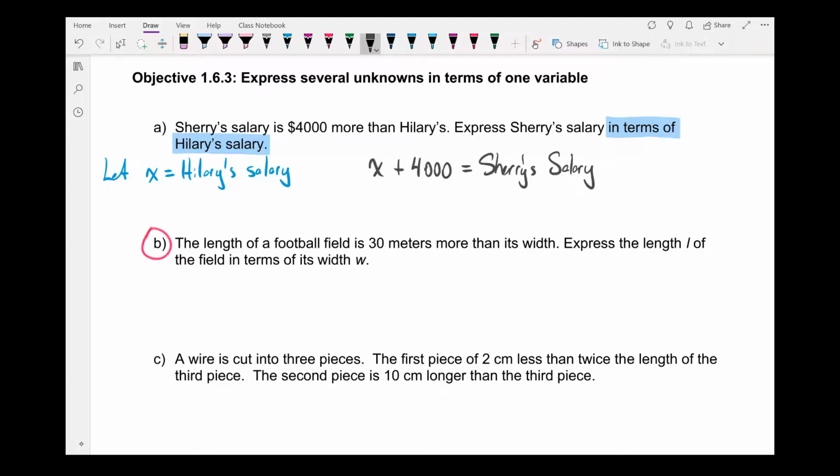So B, the length of a football field is 30 meters more than its width. Express the length L of the field in terms of its width W. I'd like you to think about this one yourself. Pause the video. Think about what your expression would be, and then see if it works out to be this.